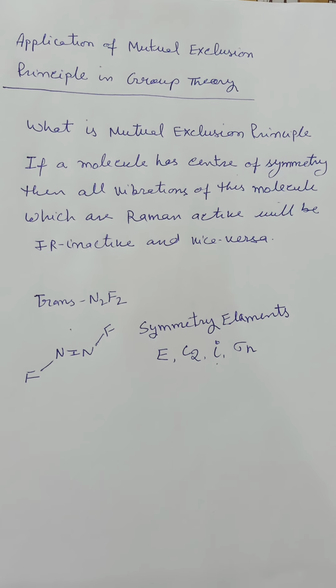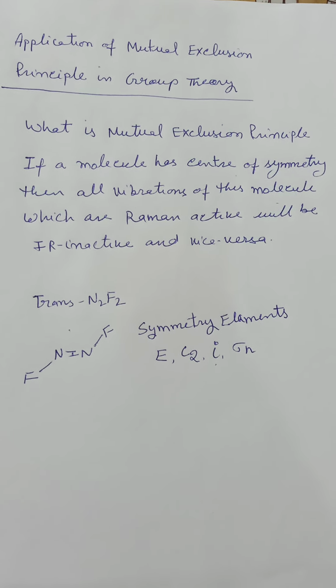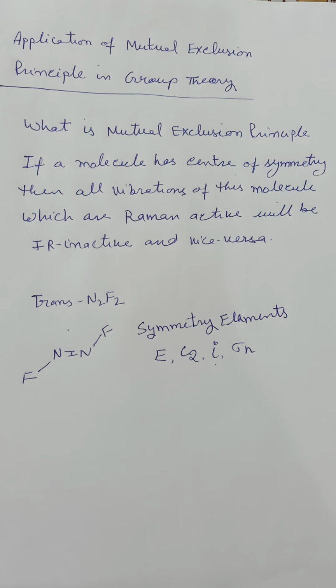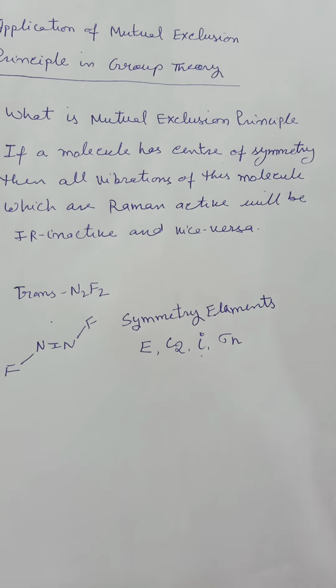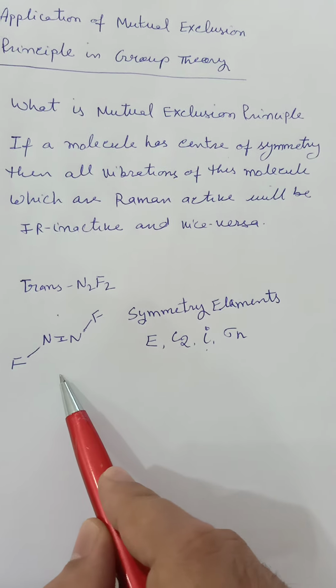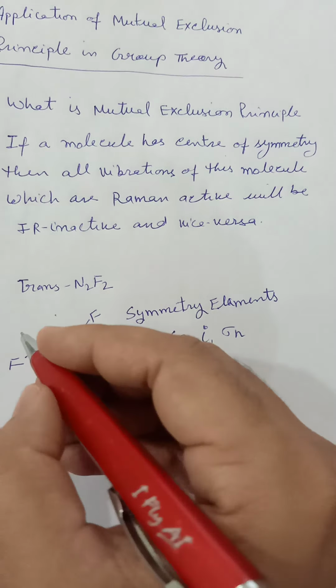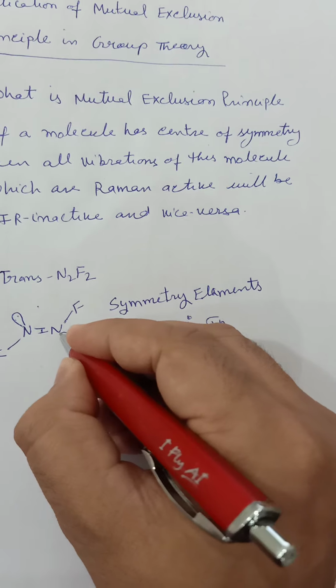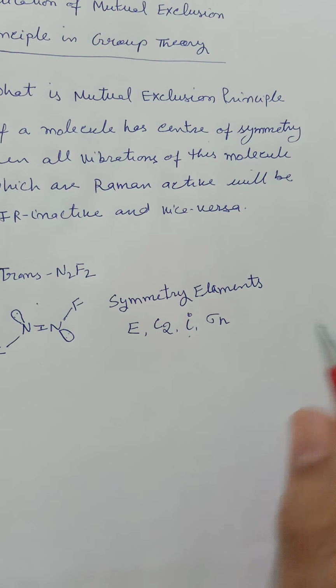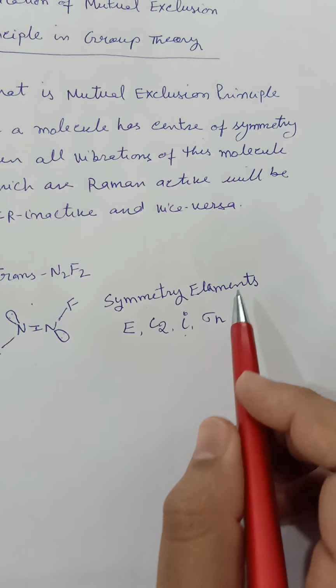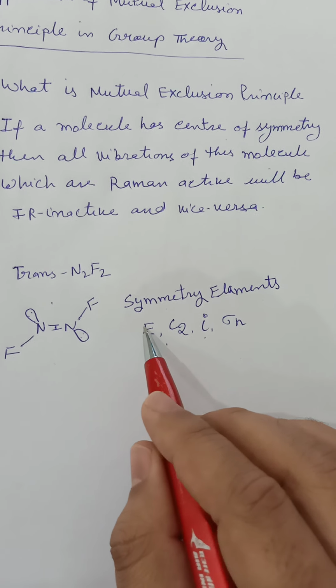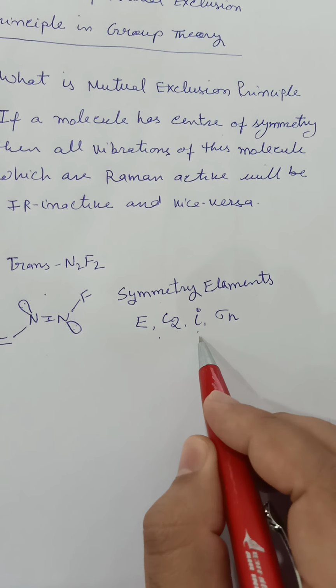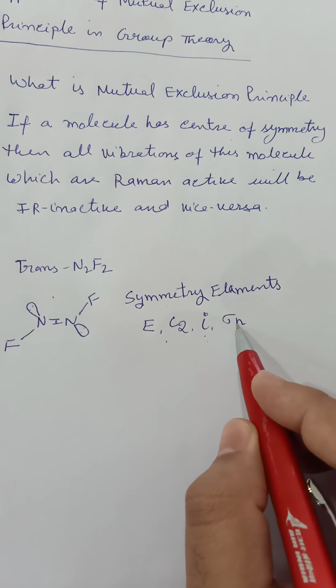Now, to understand this principle in group theory, I am taking the example of trans N2F2. This is the structure of trans N2F2, or the lone pair you can represent like this. And the symmetry elements present in this N2F2 are E, C2, I, and sigma H.